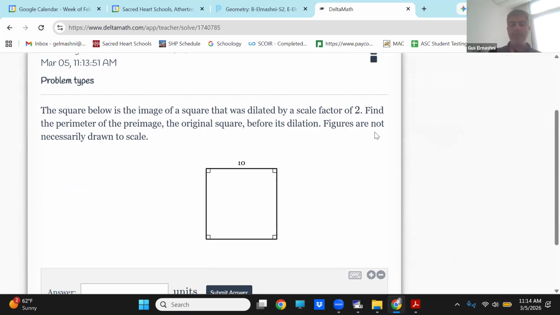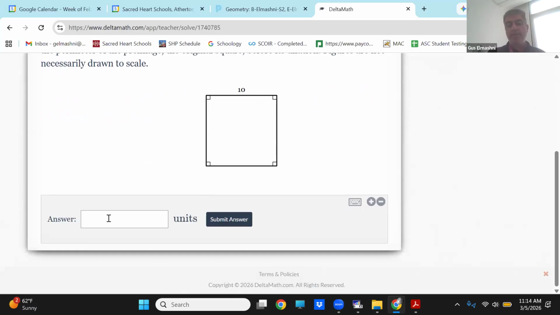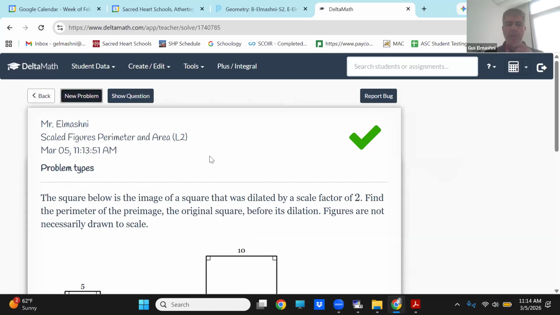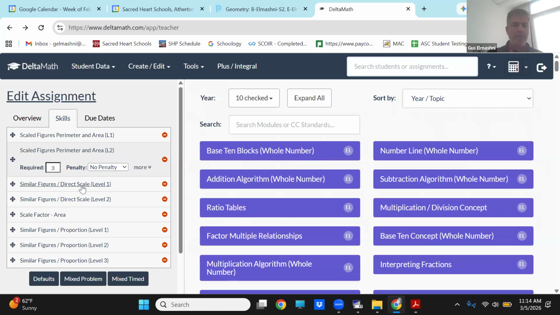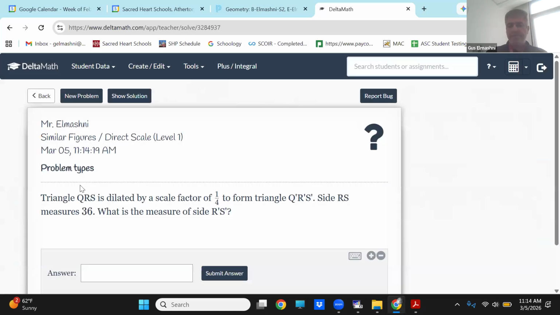So going backwards, right? Right now this perimeter is 40. So I just got to divide by 2. I should get 20. So it's asking to go backwards. So there you go. But if it was area, then you divide by 4, obviously, right? Because you got to do the scale factor squared. Here's just more of the same stuff.